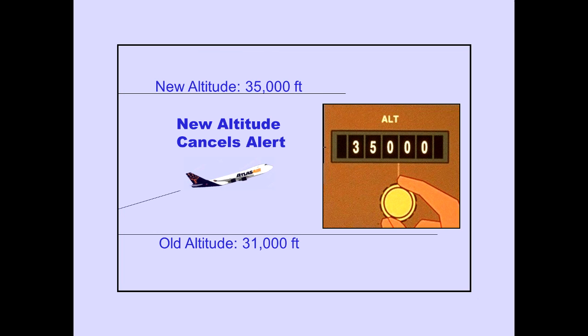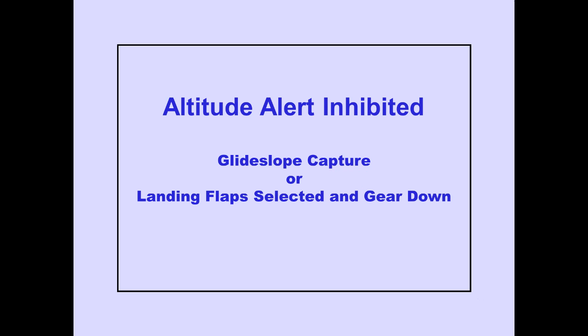Deviation alerting indications can be canceled and reset by selecting a new altitude. Altitude deviation alerting is inhibited in flight with glide slope capture or with landing flaps selected and landing gear down.